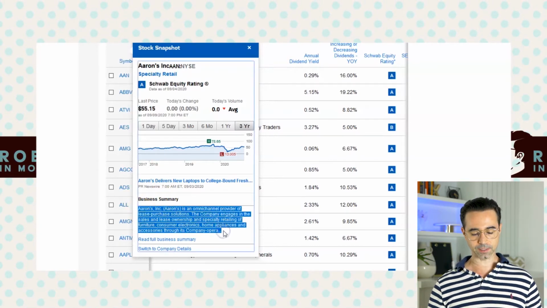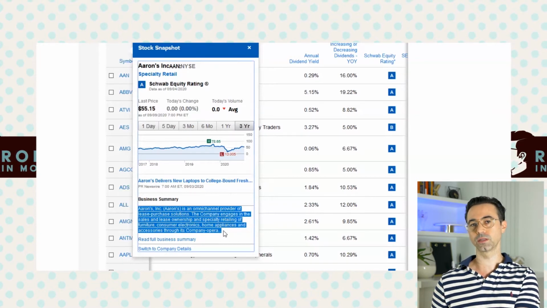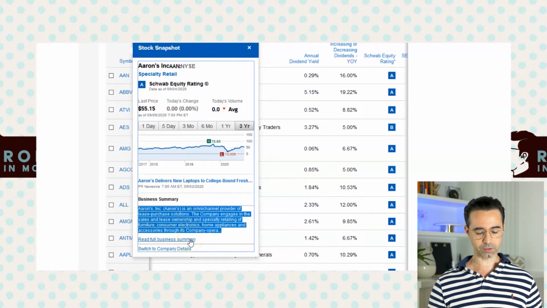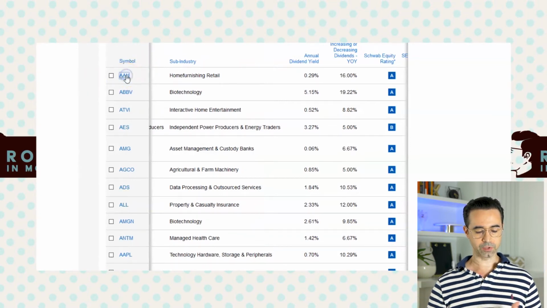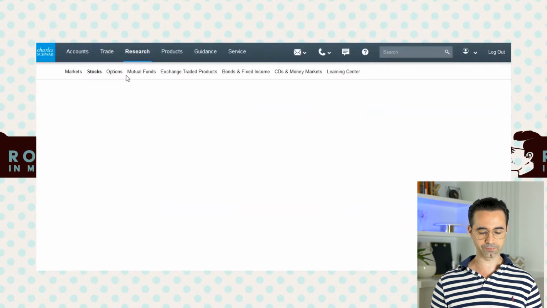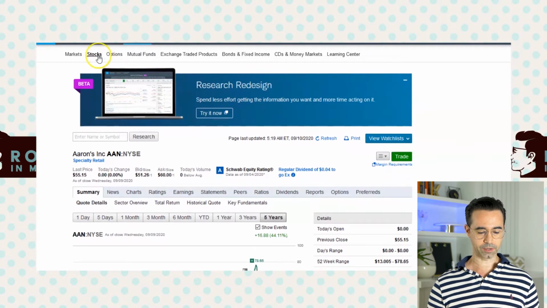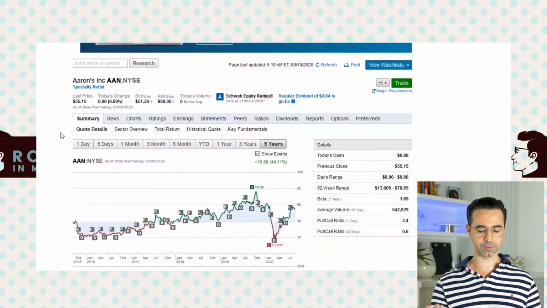Then for Aaron's Inc., it gives you a little summary of what the company is. So these are things that, of course, you want to know when you're trying to figure out what the company is. Now, if you want to look at the company's full business summary, you can do that. But another thing you can do is click on the ticker symbol. If you click on the ticker symbol, it's going to take you over to the Charles Schwab area stocks. It's under stocks and research, and now we have the company.